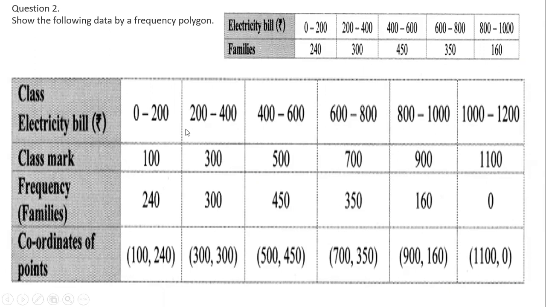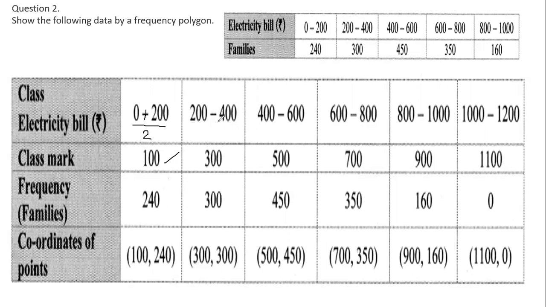So you know how to find the class mark, that you already saw in the last videos. And if you do not remember, I will explain once again. For 0 and 200, you add them and divide by 2, so you get the class mark. So 200 divided by 2 is 100.